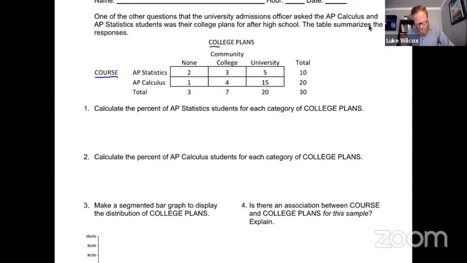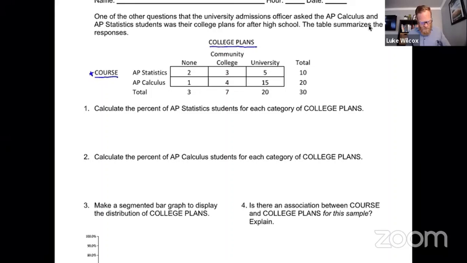And then up here, we are talking about their college plans, which looks like they had 3 choices. They could say none, or community college, or university here. So the first thing I'd like to do is to identify the variable that's being measured here.